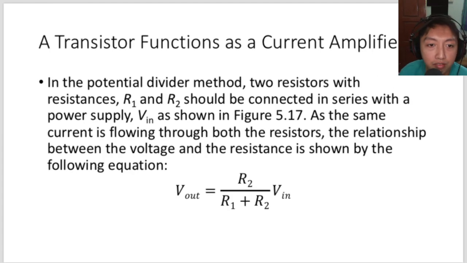Right, so in the potential divider method, two resistors with resistance R1 and R2 should be connected in series with a power supply, as shown in figure 5.70. As the same current is flowing through both the resistors, the relationship between the voltage and the resistance is shown by the following equation. Voltage out equals R2 over R1 plus R2 times voltage in.